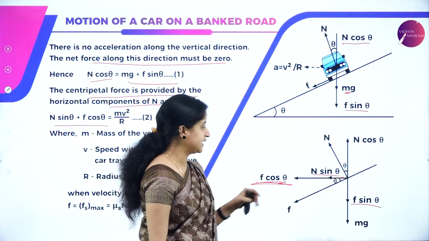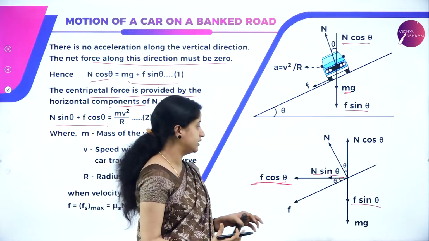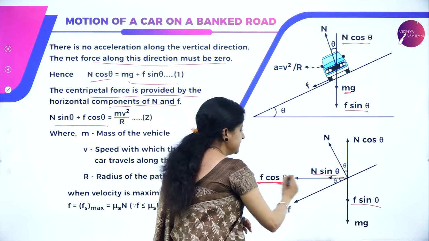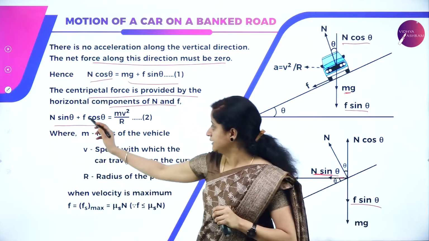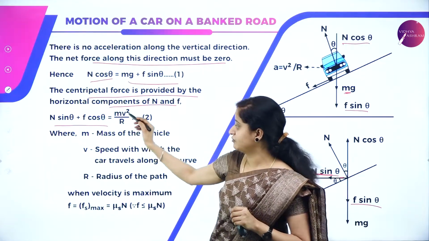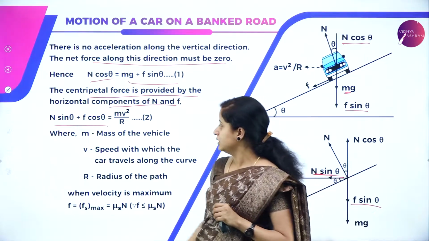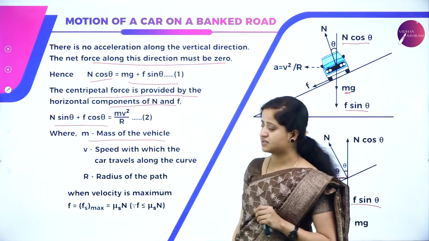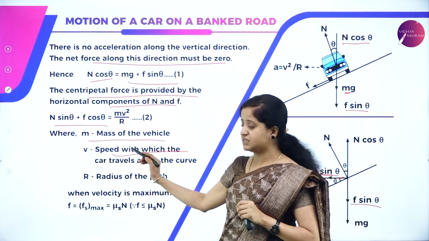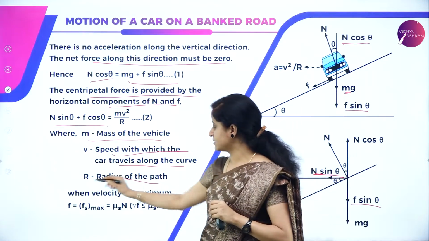So from this we can write the components of N and F along the horizontal as F cos theta plus N sin theta, that is N sin theta plus F cos theta, which is equal to the centripetal force, and that is mv square divided by r. That is our equation 2. Here m is the mass of the vehicle, v is the speed with which the car is moving along the curve, and r is the radius of the path.